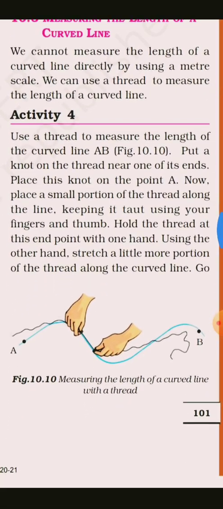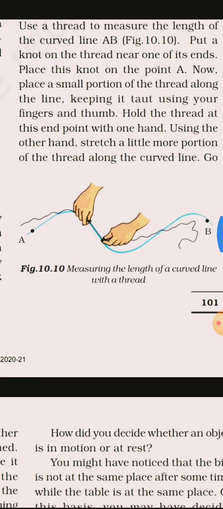Now activity 4. Use a thread to measure the length of the curved line A and B, figure 10.10. Put a knot on the thread near one of its ends. Place this knot on point A. Now place a small portion of the thread along the line, keeping it taut using your fingers and thumb. Hold the thread at this point with one hand. Using the other hand, stretch a little more portion of the thread along the curved line.